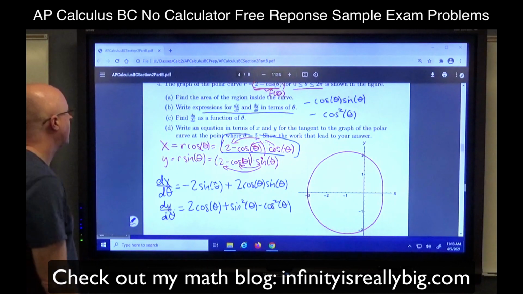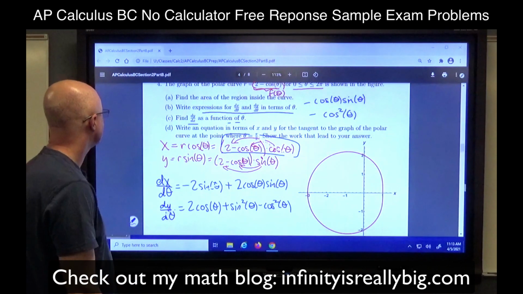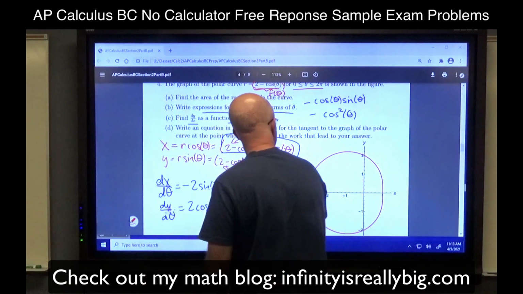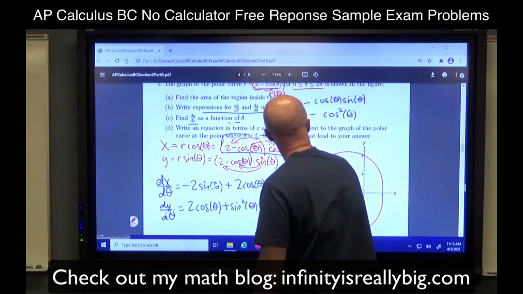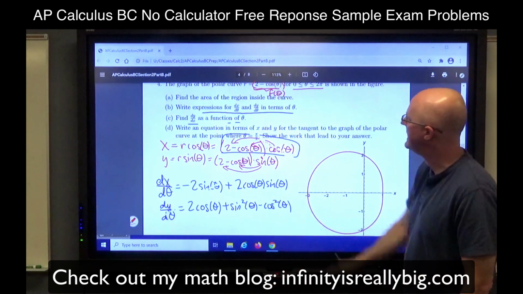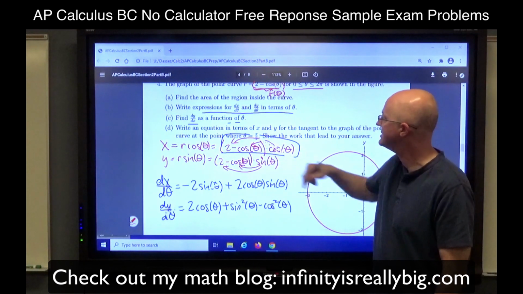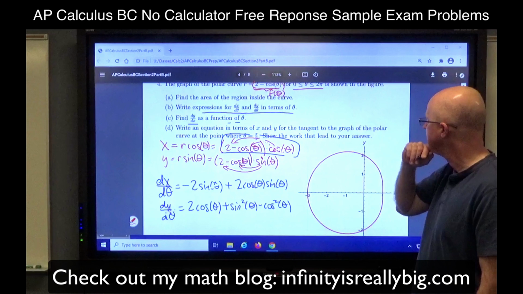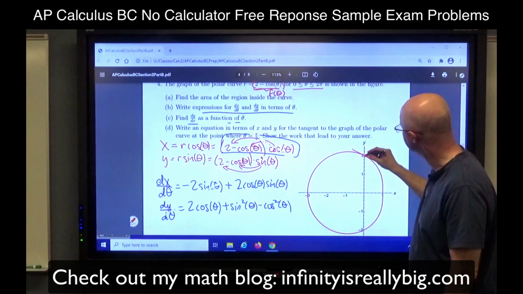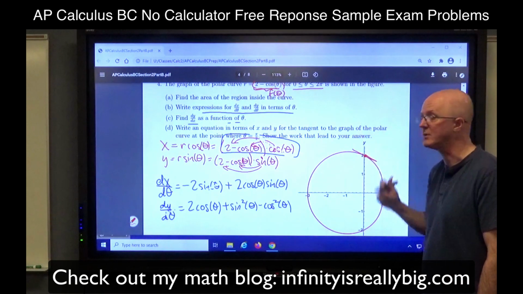Now C. Find dy dx as a function of theta. How do you do that? Well, there's a formula. I'll put the formula up here. In part D we will also need to plug theta equals pi over 2 into that to get the slope of a tangent line. The slope of this tangent line at this point is what we'd be trying to find, because that's where theta is 90 degrees, pi over 2 radians.